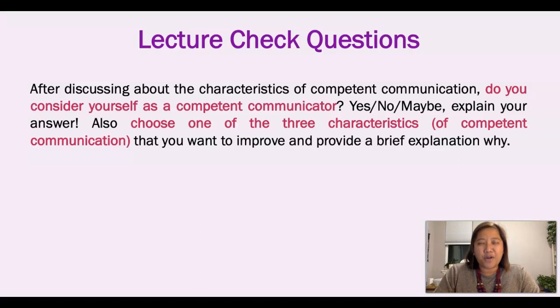which is the NPR podcast. And so, what I want you to do is to check the discussion board and make sure that you submit and post your answers, and then make sure that you also respond to your classmates' answers.